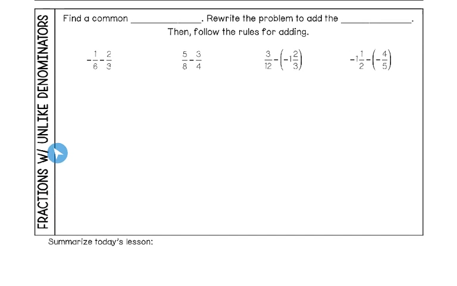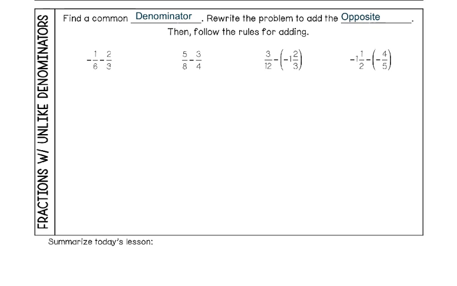We'll now subtract fractions with unlike denominators. So we'll follow the same steps, but just one extra thing. We'll have to find a common denominator first, just like we did when we added fractions. Then we'll rewrite the problem to add the opposite. Then we'll follow the rules for adding. So all this is just following steps. Can you follow the steps for this?